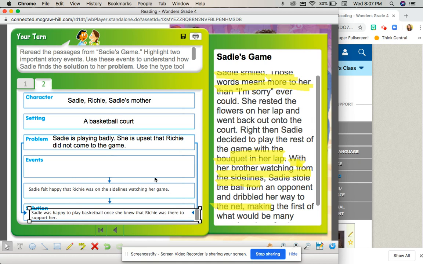Go ahead and fill out the rest of your organizer. Make sure that you have your character, setting, problem, events, and solution filled out. Once you get this filled out, take a picture and find a way to send it to me, Mrs. Knight. You can either text it to me, you can have your parents send it through Remind, or you can go onto Google Classroom, find the assignment called Sadie's Game, and attach a picture there.